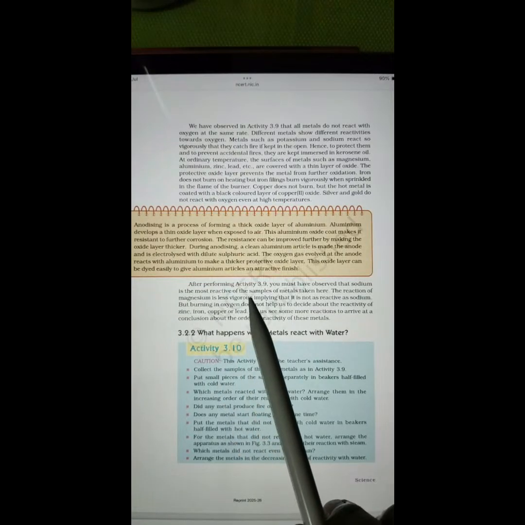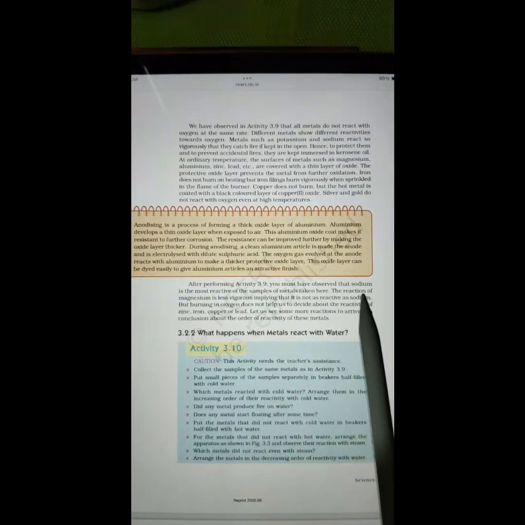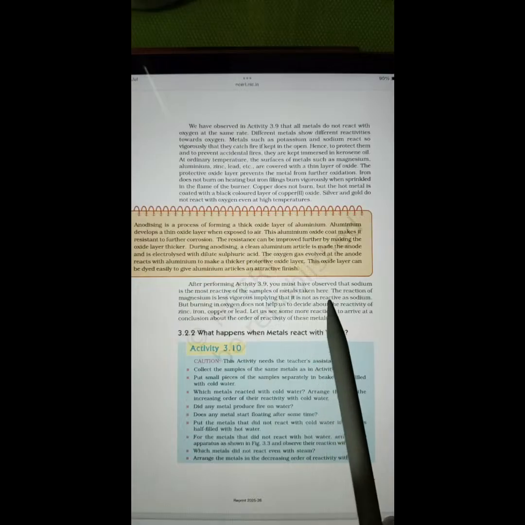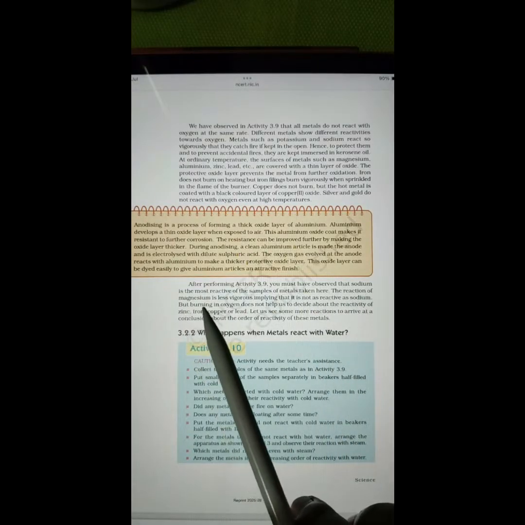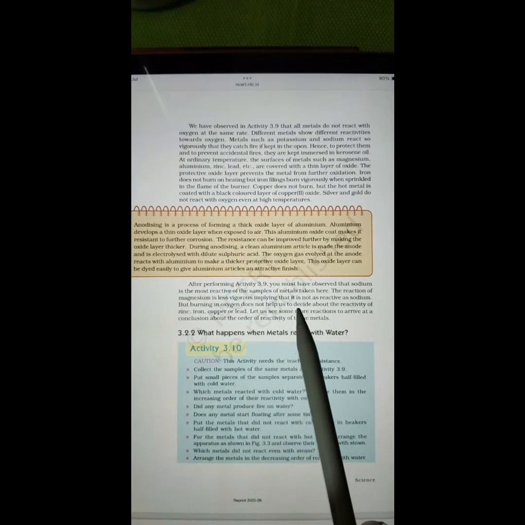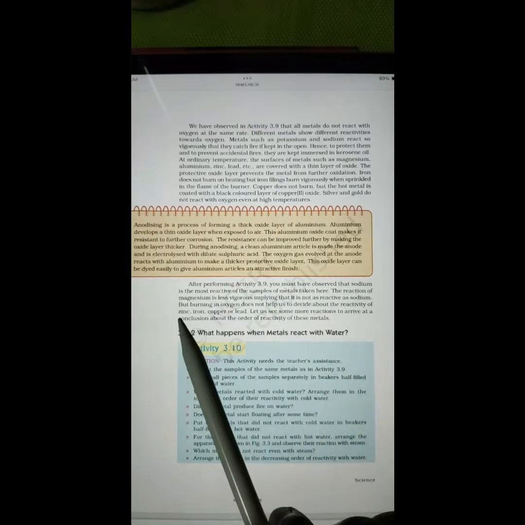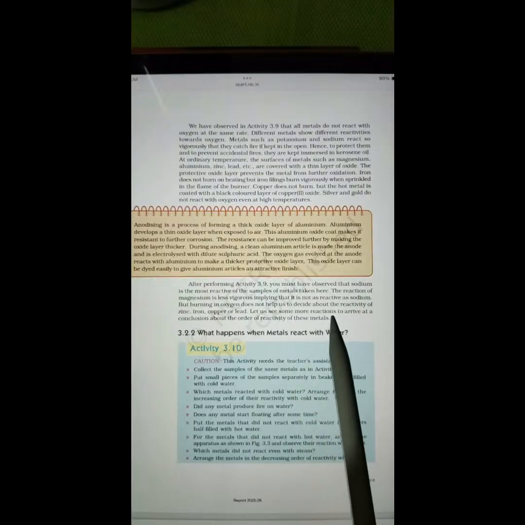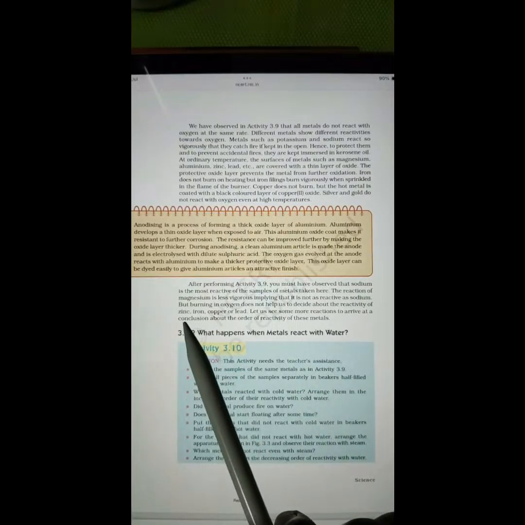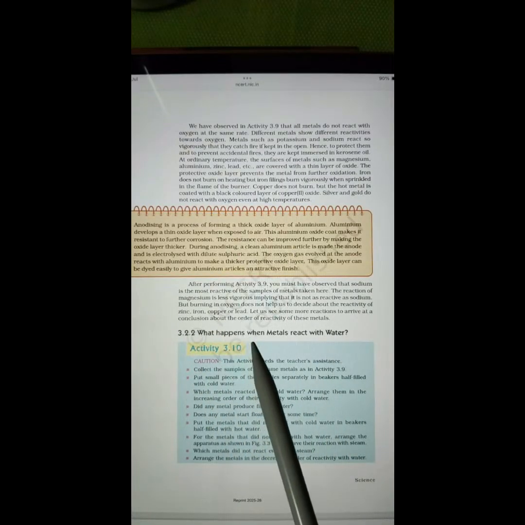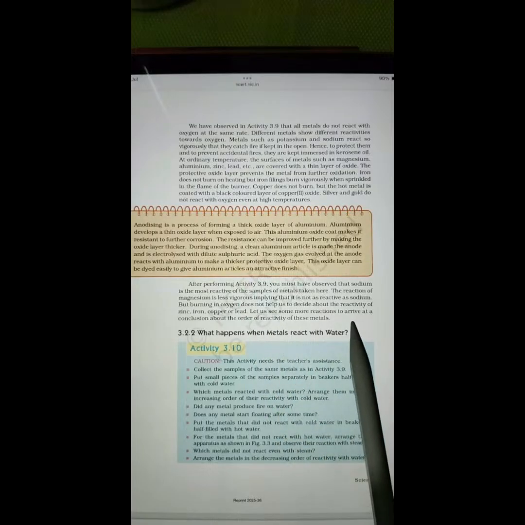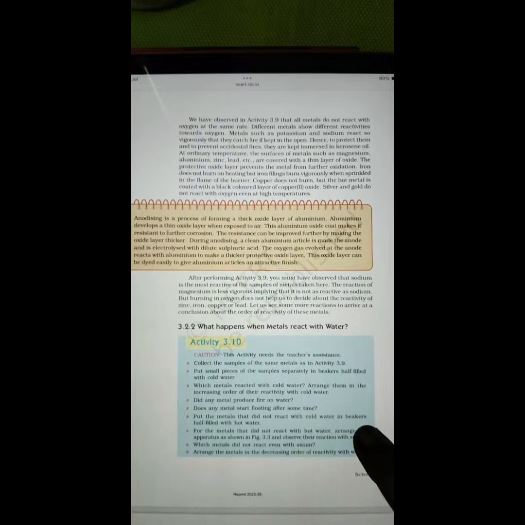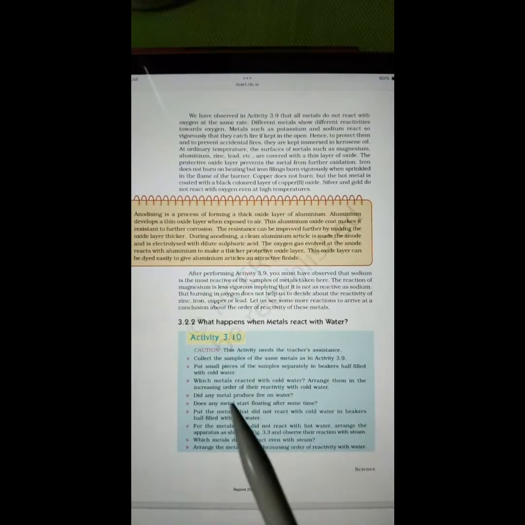After performing activity 3.9, you must have observed that sodium is the most reactive of the samples of metals taken here. The reaction of magnesium is less vigorous, implying that it is not as reactive as sodium. But burning in oxygen does not help us to decide about the reactivity of zinc, iron, copper, or lead. Let us try some more reactions to arrive at a conclusion about the order of reactivity of these metals.